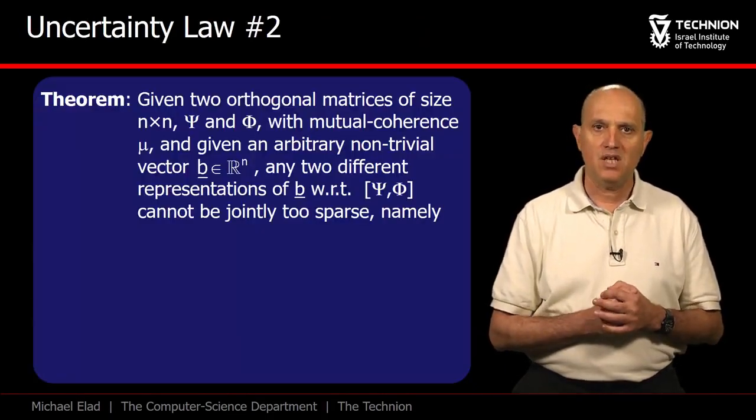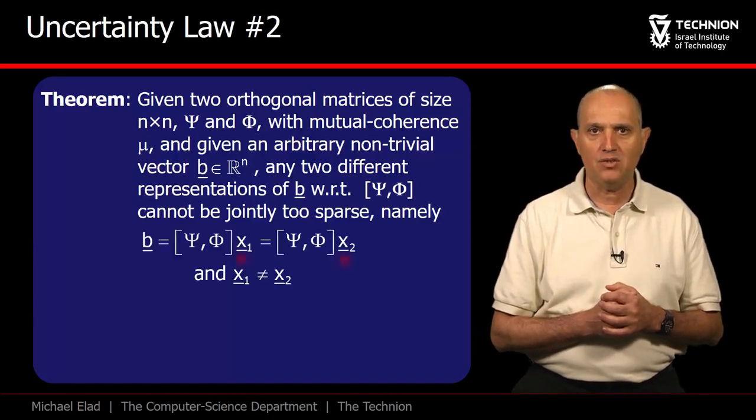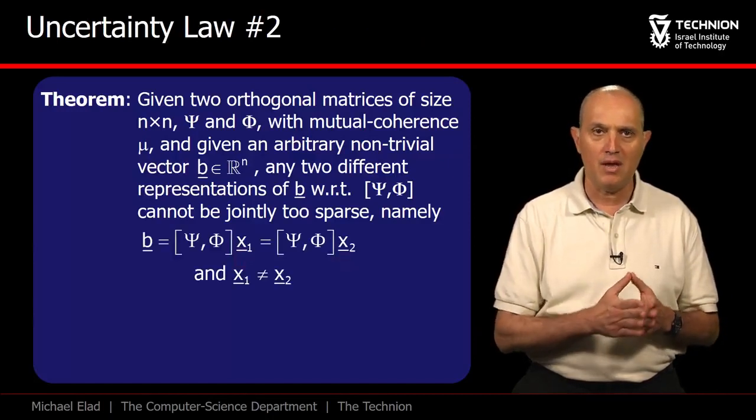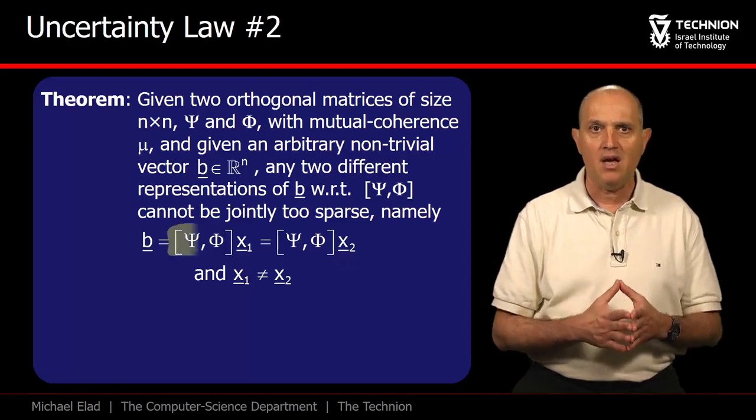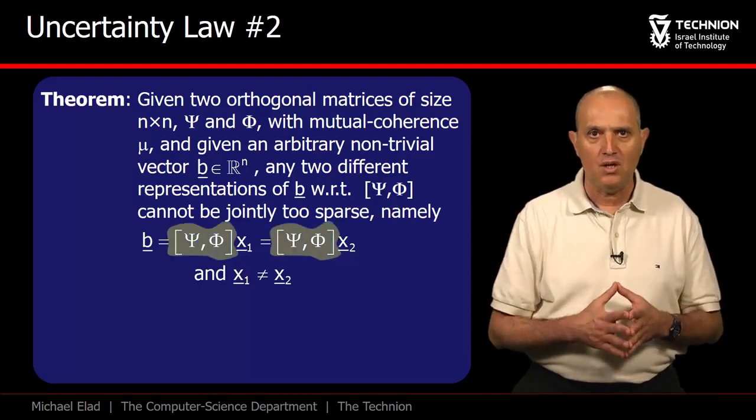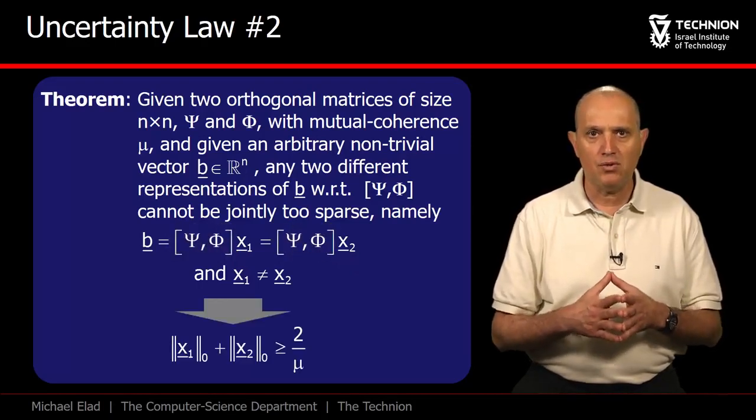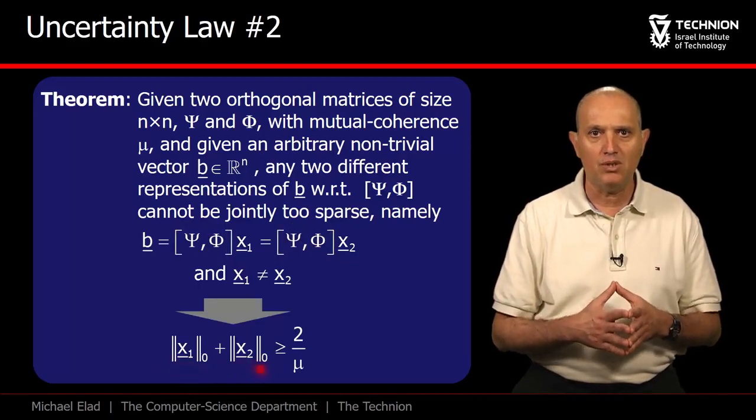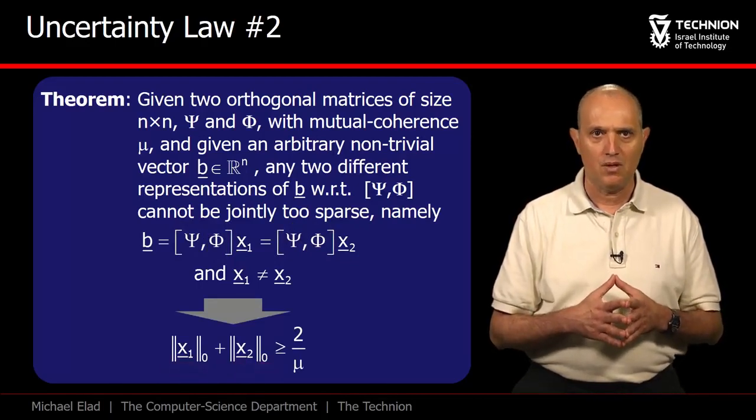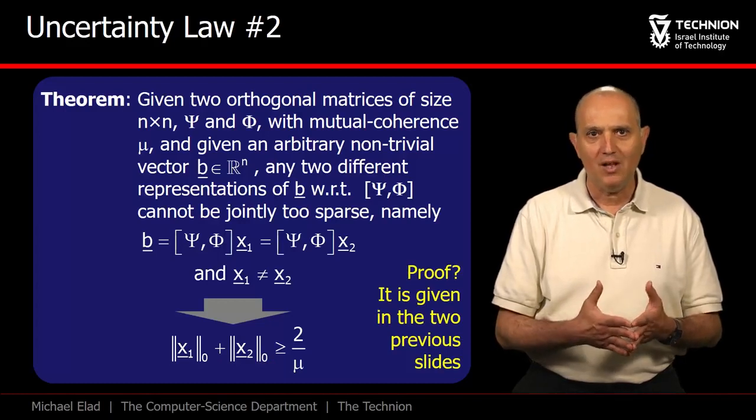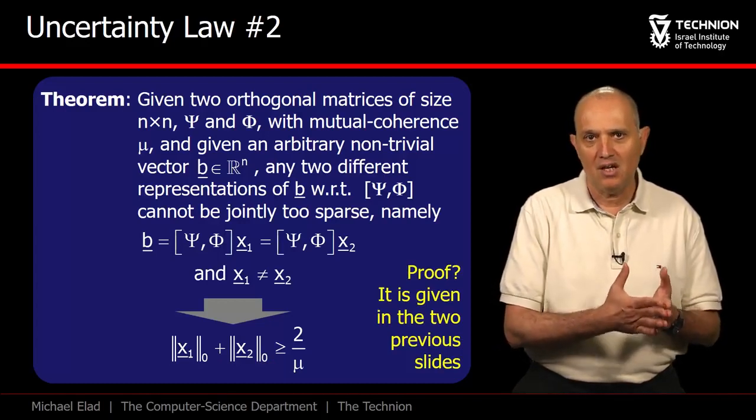Here we pose this statement as a theorem. If x1 and x2 are two different solutions of the system Ax equals b, and A has a two-ortho structure, then the sum of the number of non-zeros in these two solutions is lower bounded by 2 over mu. What about the proof? Well, we have just proven this property in our derivations.